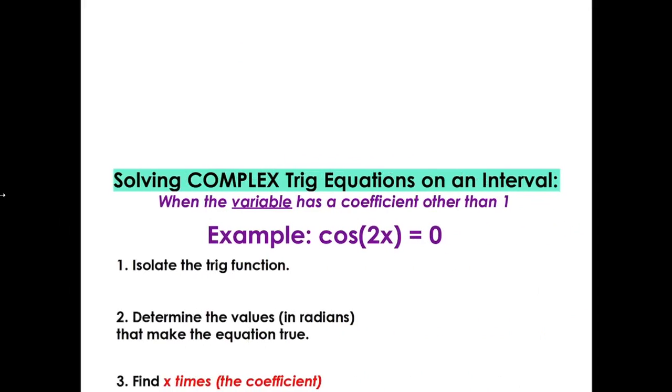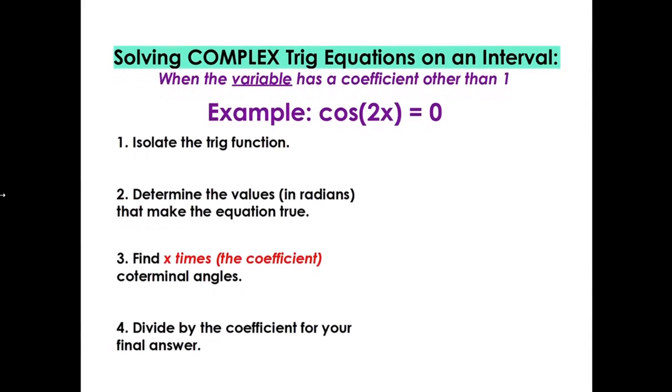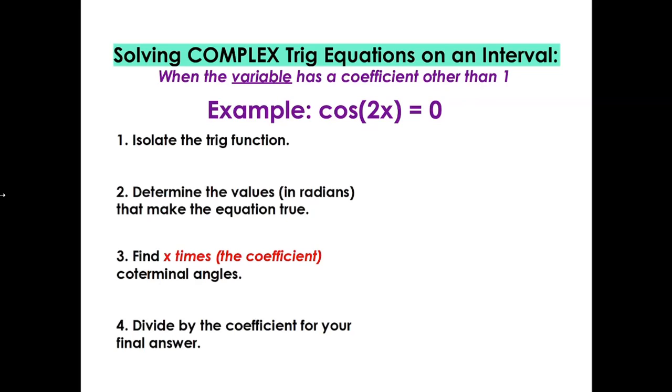So when solving complex trig equations, that's when the variable inside the trig has a coefficient other than 1, like this example, cosine of 2x equals 0. Today we're just going to solve this one as we go through the steps and then talk about what to do whenever that happens. The first step is the same: isolate the trig function, and it's already isolated. The 2 is inside of it, so we can't get rid of it as it is.